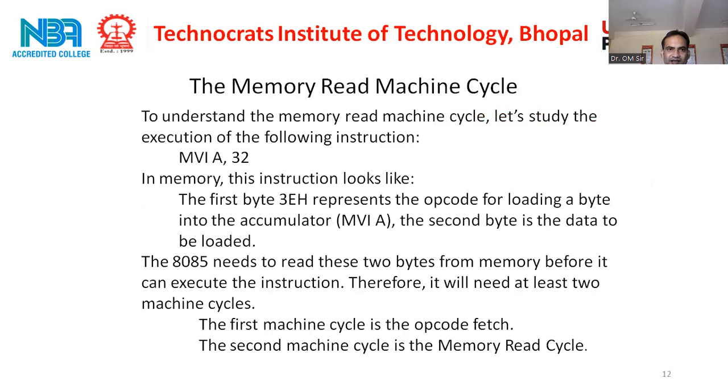The memory read cycle. To understand the memory read cycle, let us study the execution of the following instruction: MVI A, 32. In memory, the instruction looks like this: the first byte, 3EH, represents the code for loading a byte into the accumulator. The second byte is the data to be loaded.